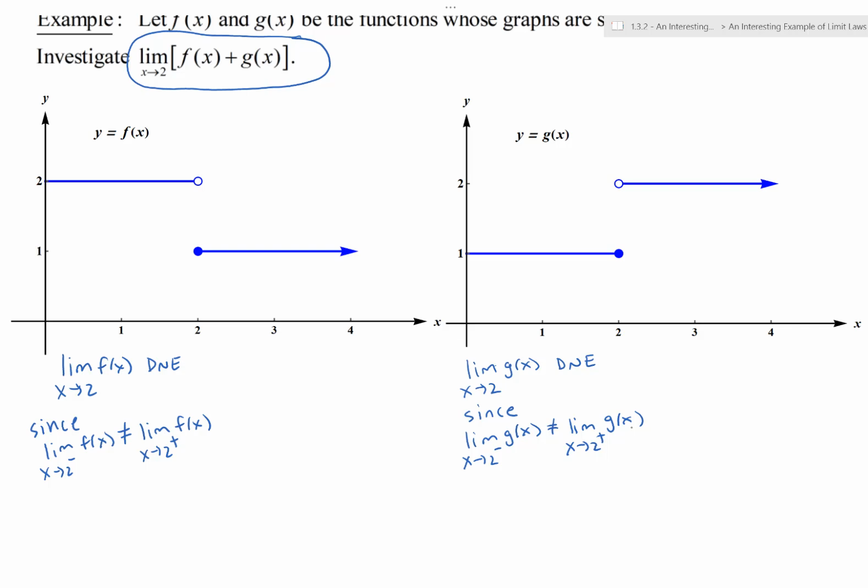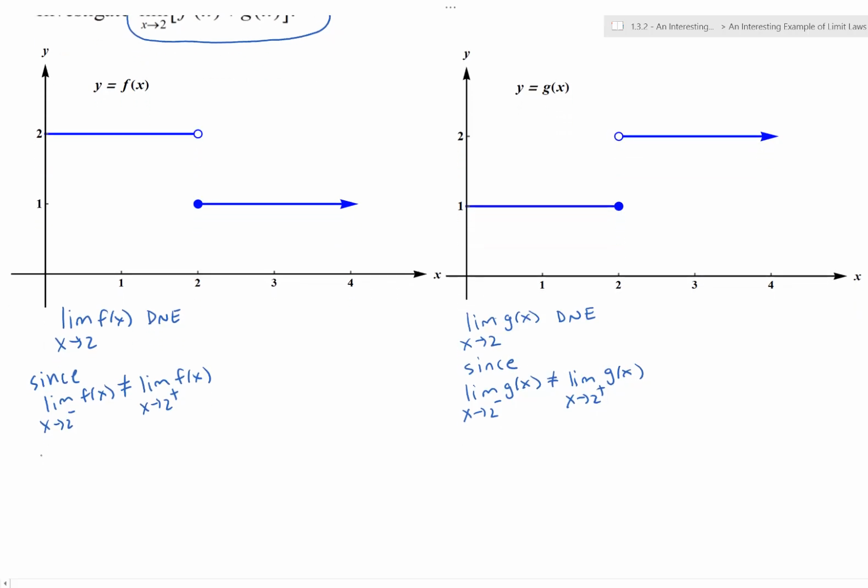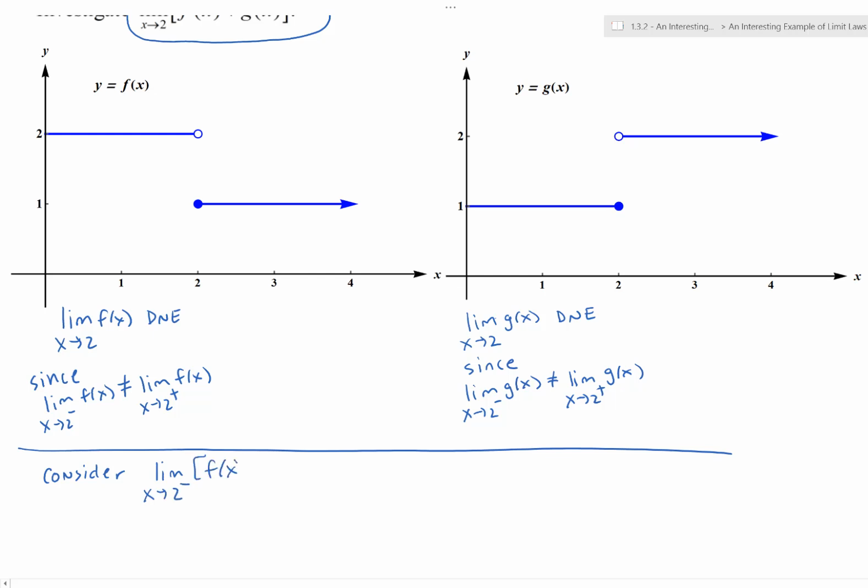It does not mean, however, that this limit that we're looking at has to not exist. So what we're going to do is just investigate the left-hand and right-hand limits of the sum of the two functions. So let's consider here the limit as x goes to 2 from the left of f of x plus g of x. Right? Because we could actually add the two functions up if we had the formulas, which we could do. We could come up with the piecewise formulas here. But let's just investigate graphically.